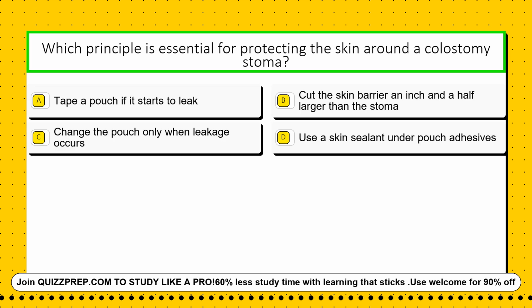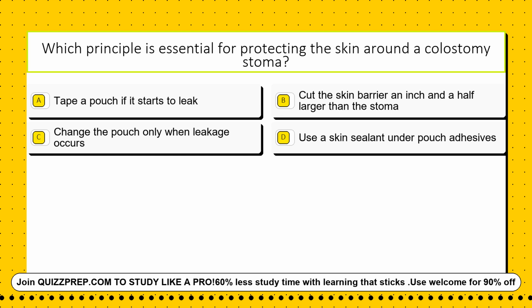Question 45. Which principle is essential for protecting the skin around a colostomy stoma? Option A. Tape a pouch if it starts to leak. Option B. Cut the skin barrier 1.5 inches larger than the stoma. Option C. Change the pouch only when leakage occurs. Option D. Use a skin sealant under pouch adhesives.